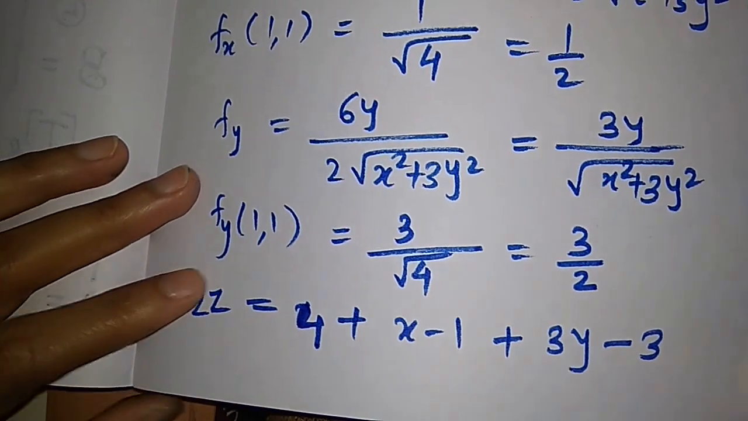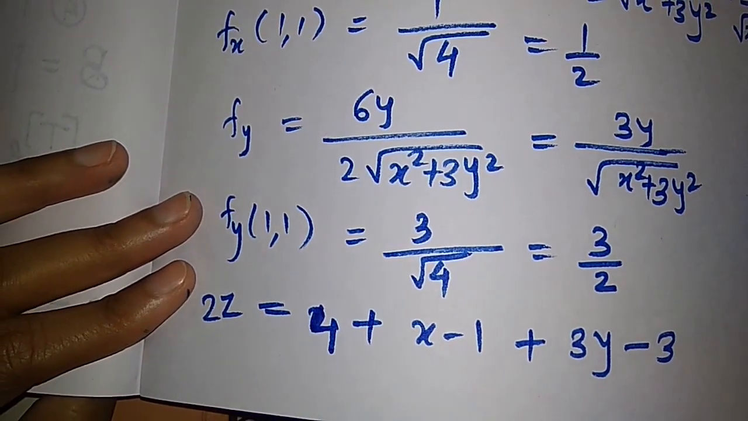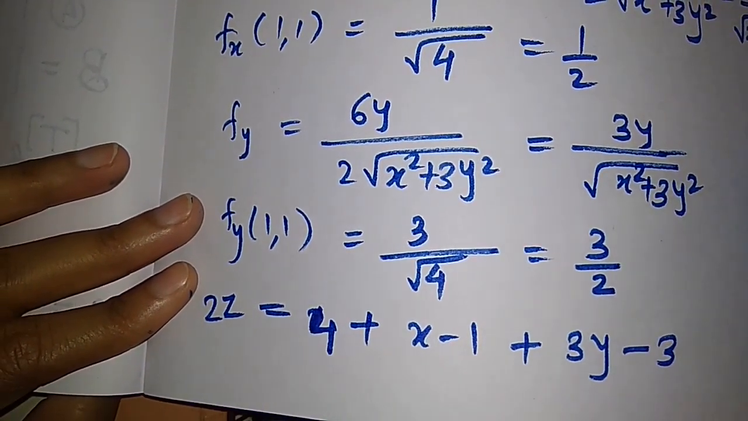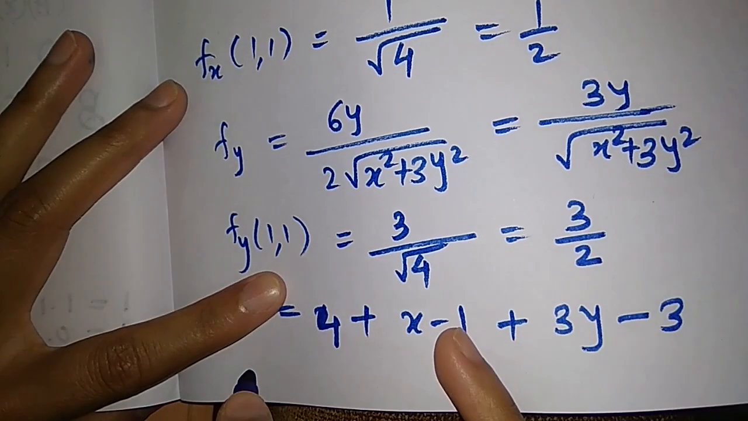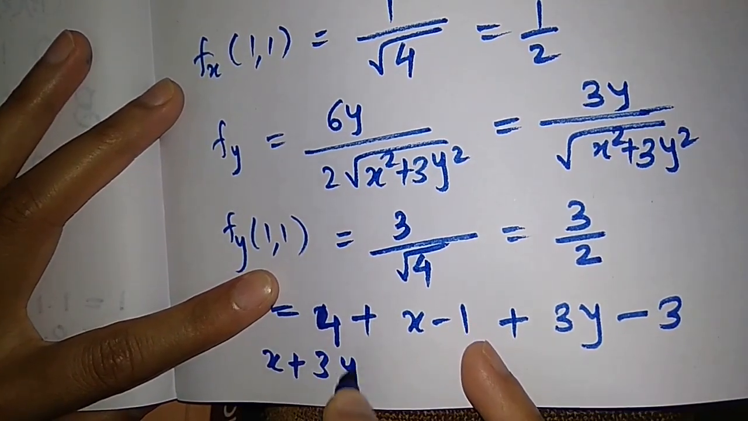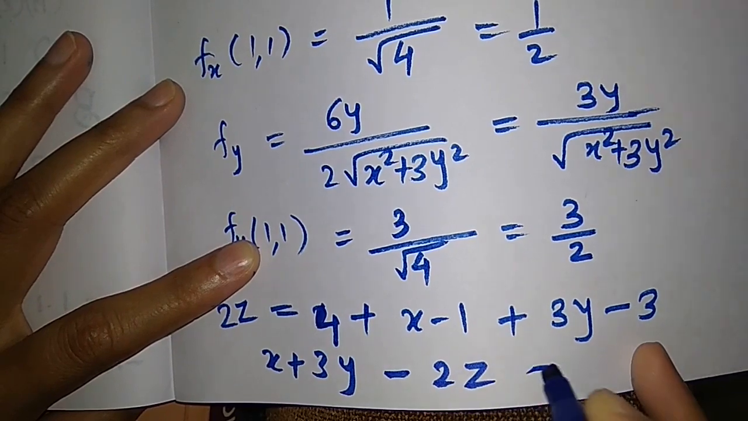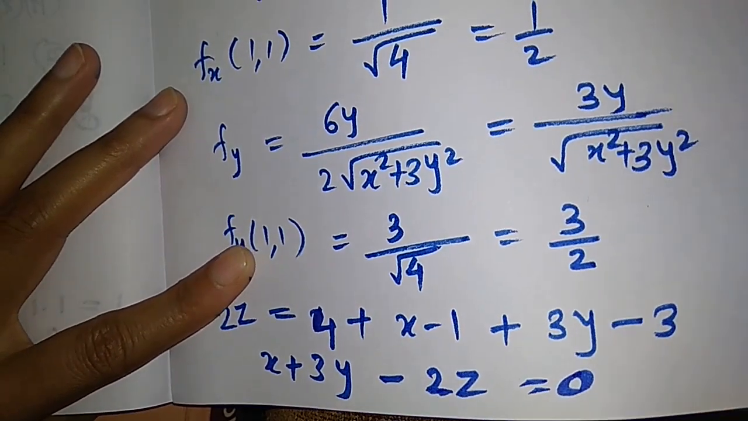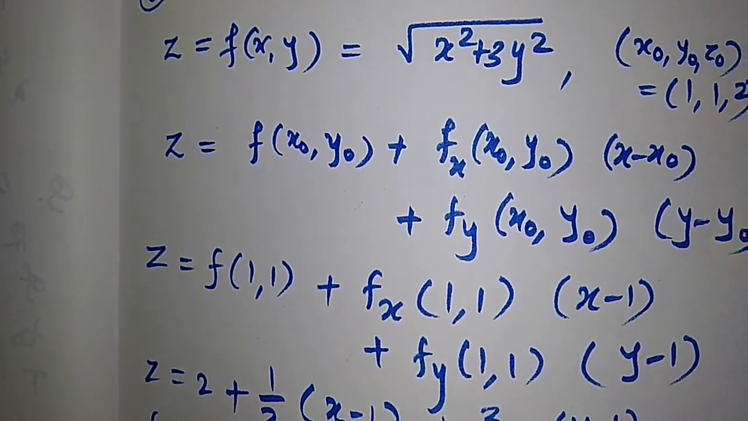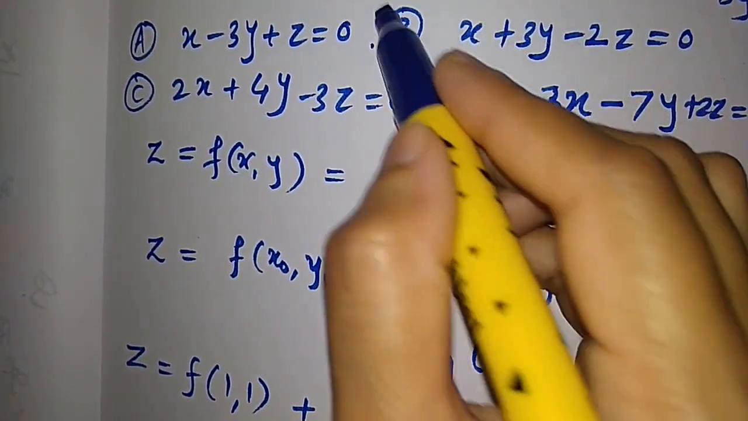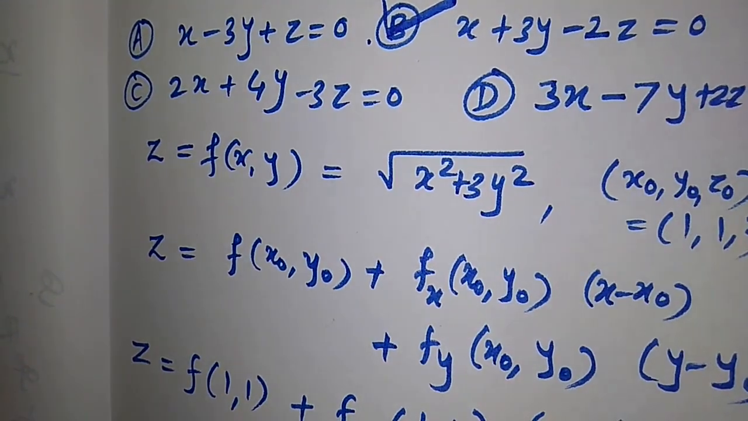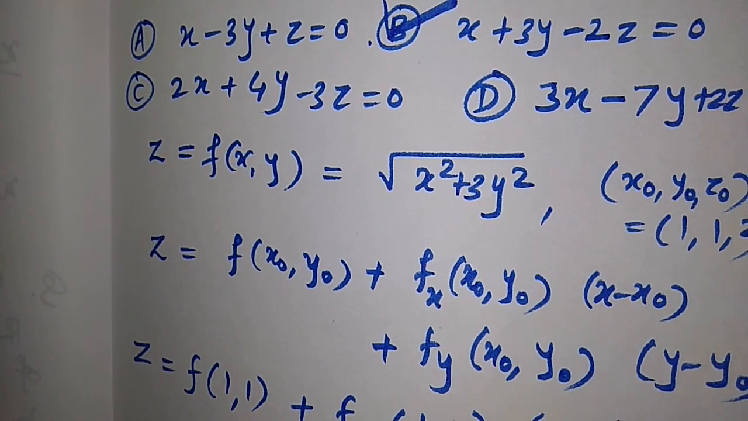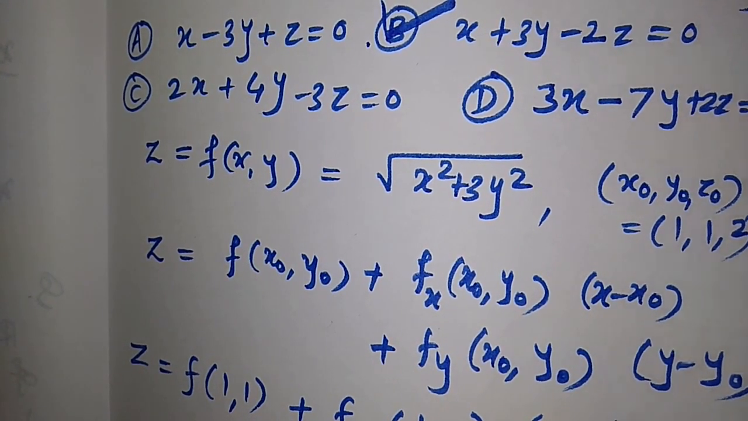So just simplify it. We will get this as x plus 3y minus 2z is equal to 0. So option B is the correct option. So this is the answer, but I have a shortcut method for this.